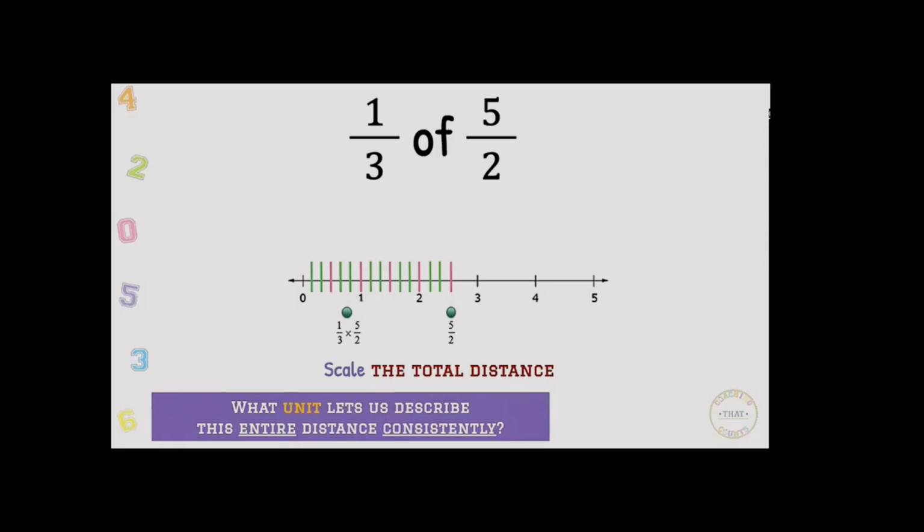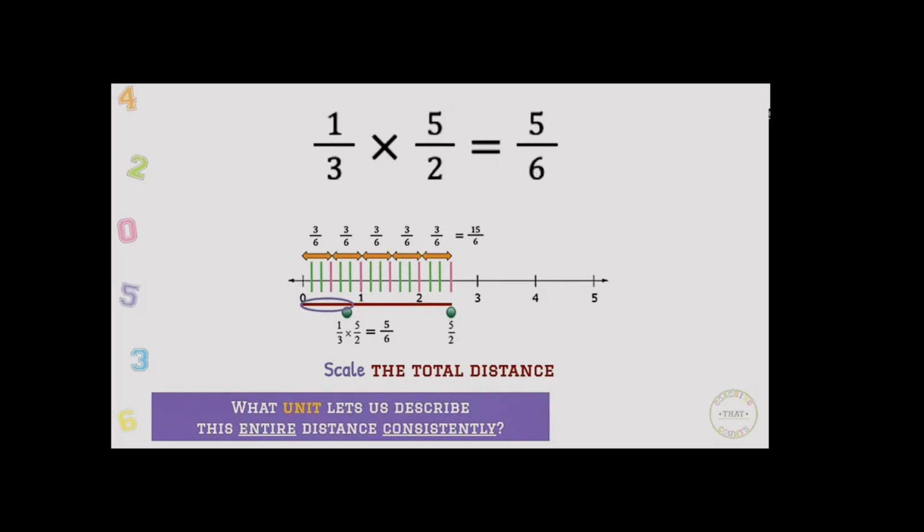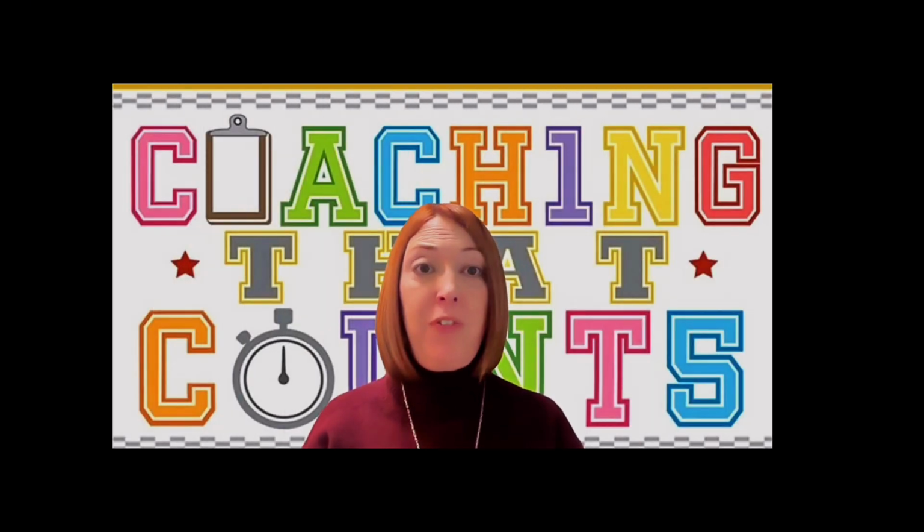Now, every half is made of 3/6. The entire distance of 5 halves contains 15/6, and 1/3 of the distance is 5/6. The sixths exist because they are the unit that allows us to measure the scaled distance exactly. The reason the multiplication rule works is because it records the unit structure we created. At the end of the day, procedural fluency is the end goal of 5.NF.B.4.A, but it's most powerful when it grows out of reasoning rather than replacing reasoning.